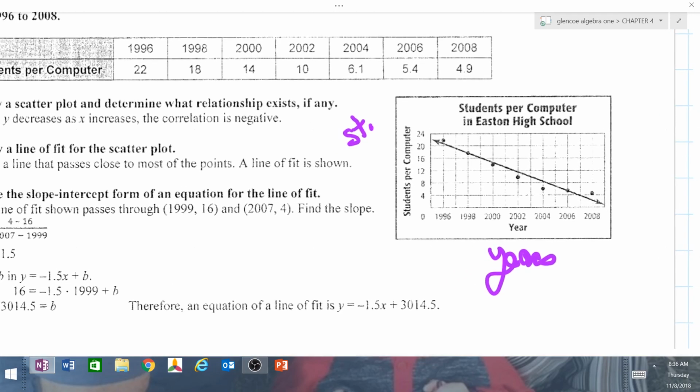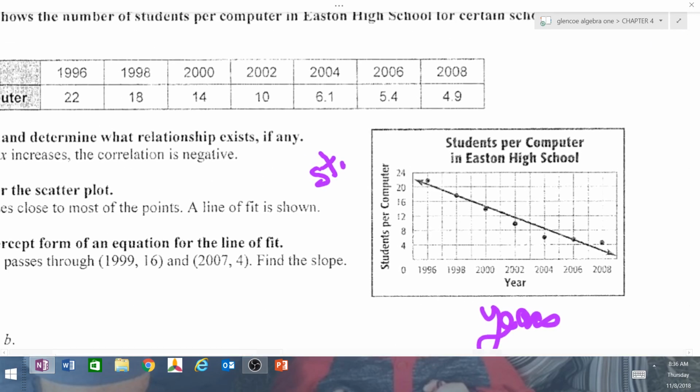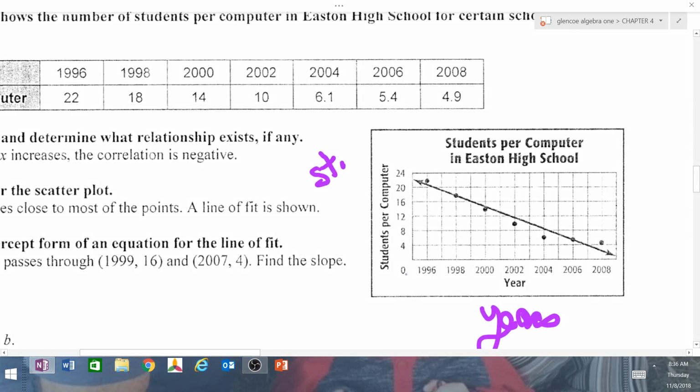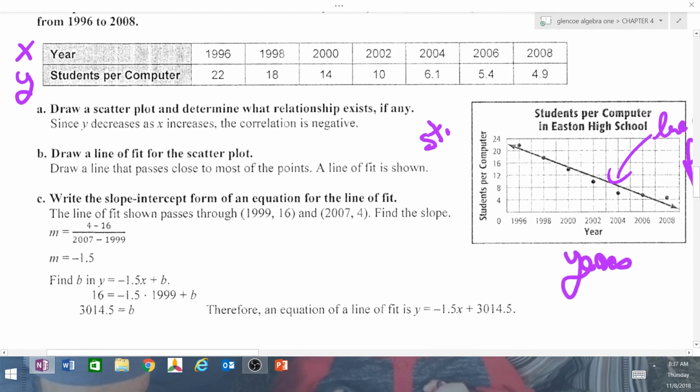So let me give you a little help when you see one like this in your homework tonight. You can start at the year 1996 and go to 2008: 1996, 97, 98, 99, and so on. For students, each line was an increment of 4. They graphed the points, and then this black solid line is called the line of fit. Are you with me? Yes?